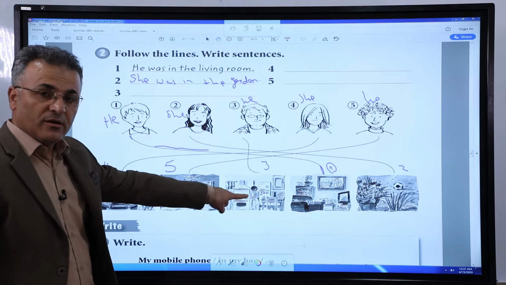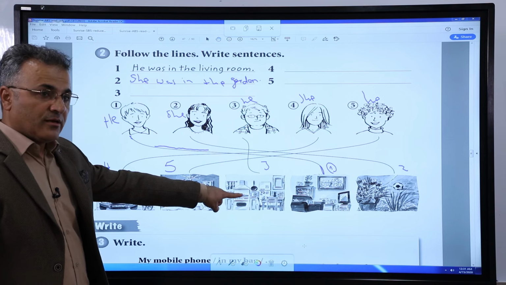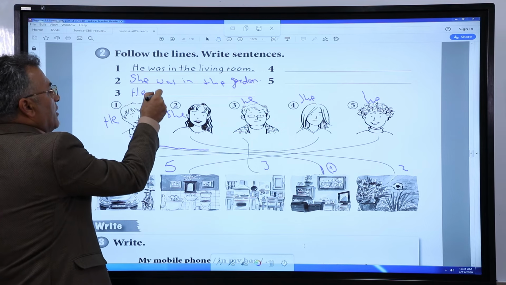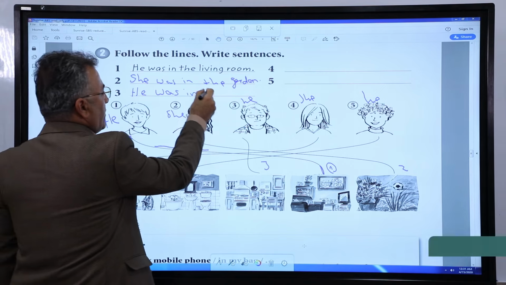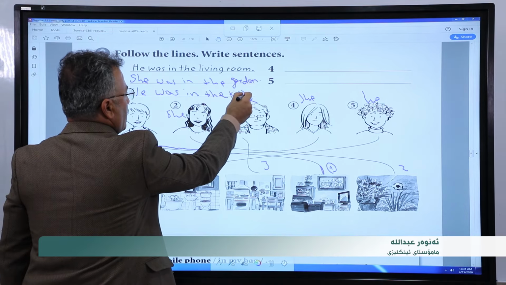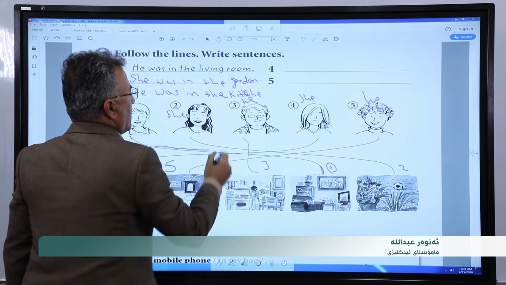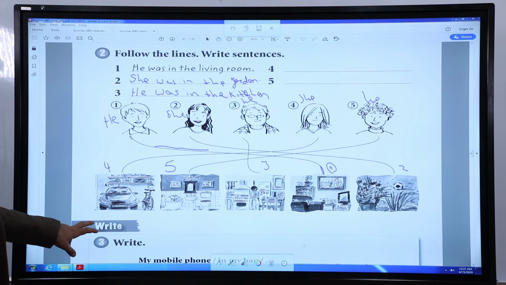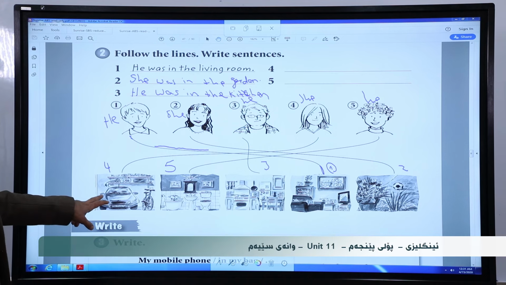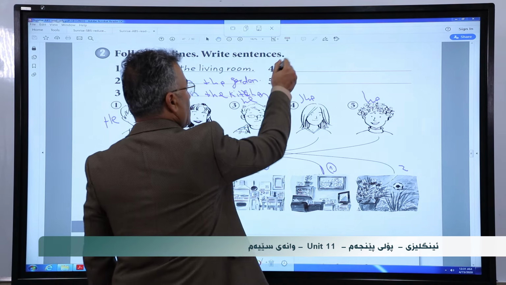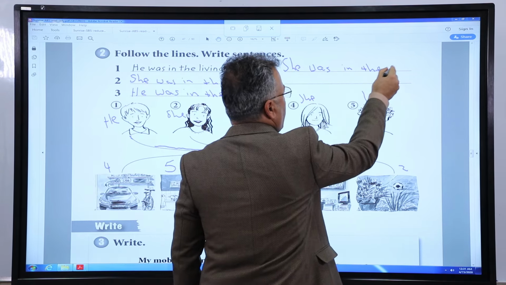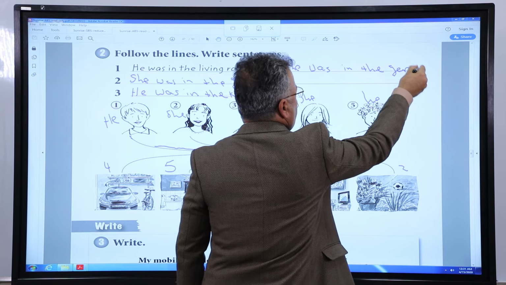Number three, look at this picture. What is it? Kitchen. Okay? He was in the kitchen. What about number four? He or she was in the garage. She was in the garage.